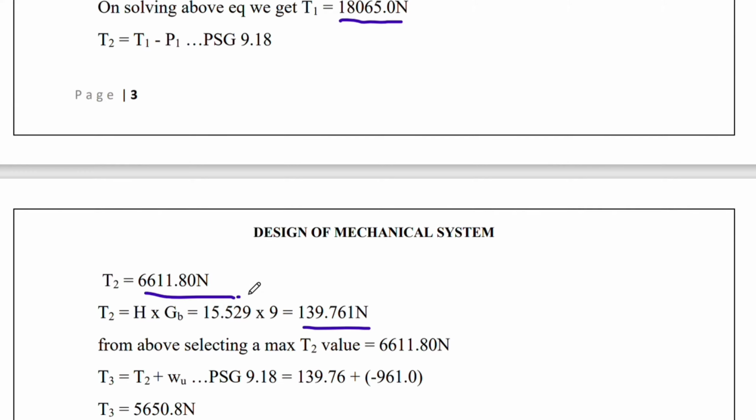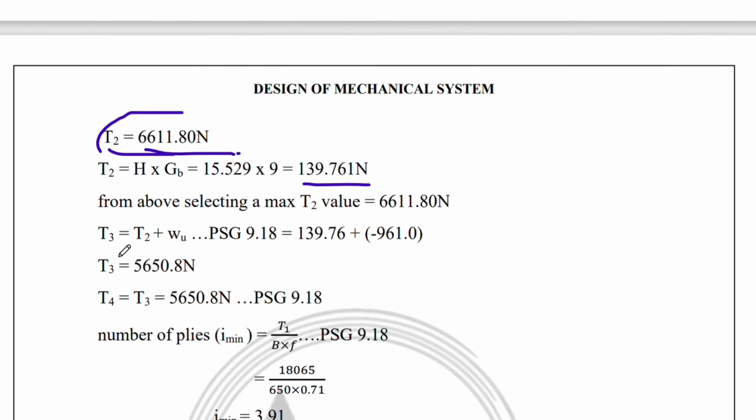From this we select the higher value. From above, selecting the max value of T2, which will be 6611.80 Newton. Next we will go for T3.